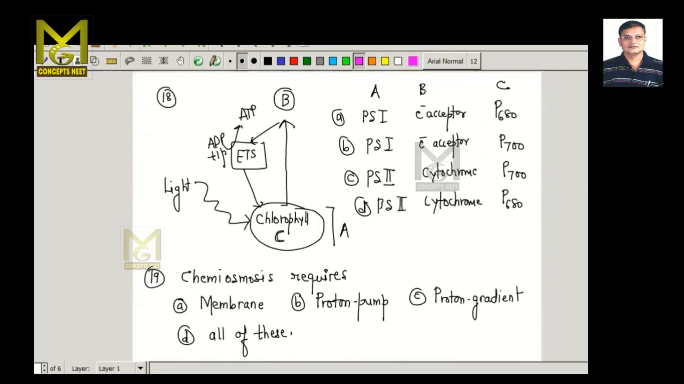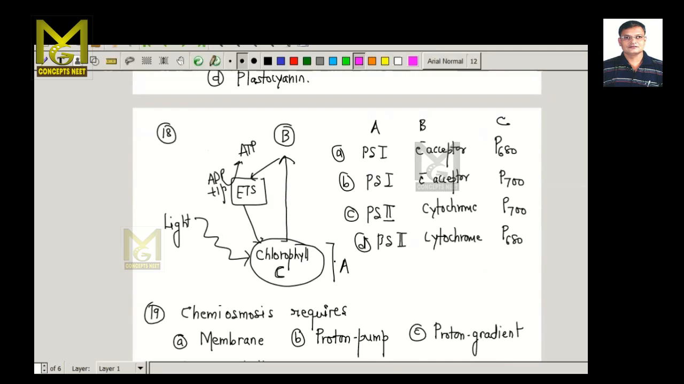In the given diagram, you have to identify what is A, B, and C. So this is cyclic photophosphorylation. In a cyclic photophosphorylation, the photosystem is P700. So this has to be PS1.